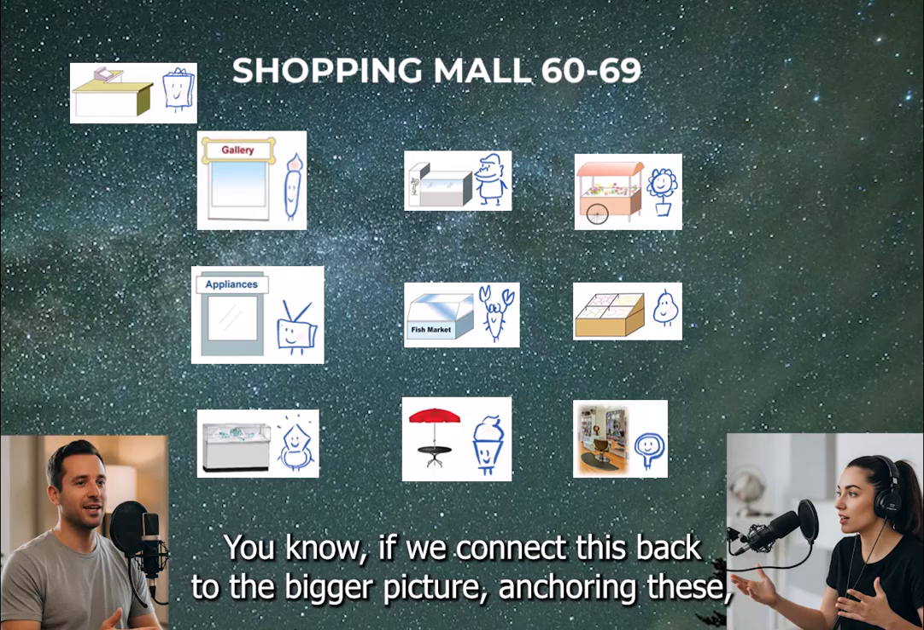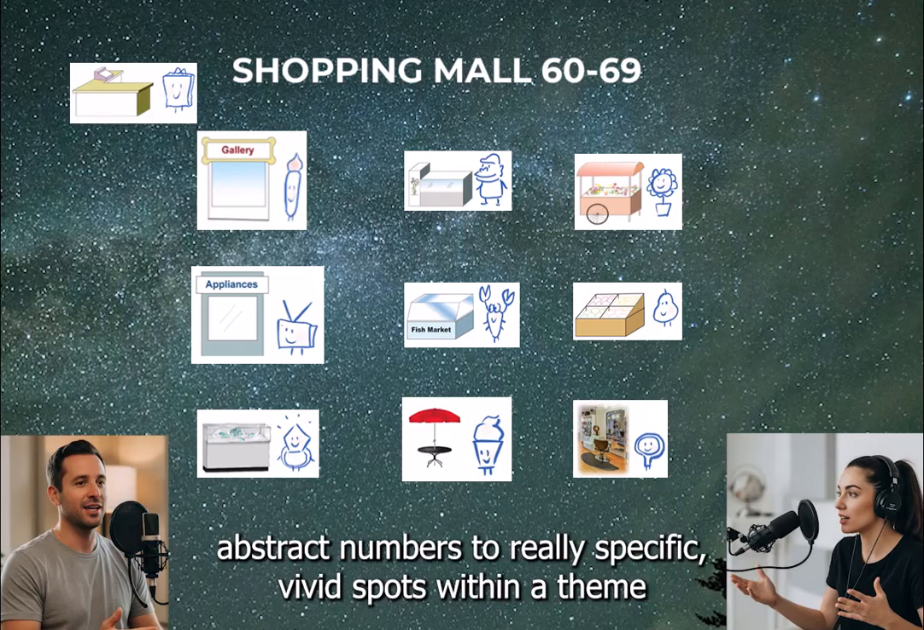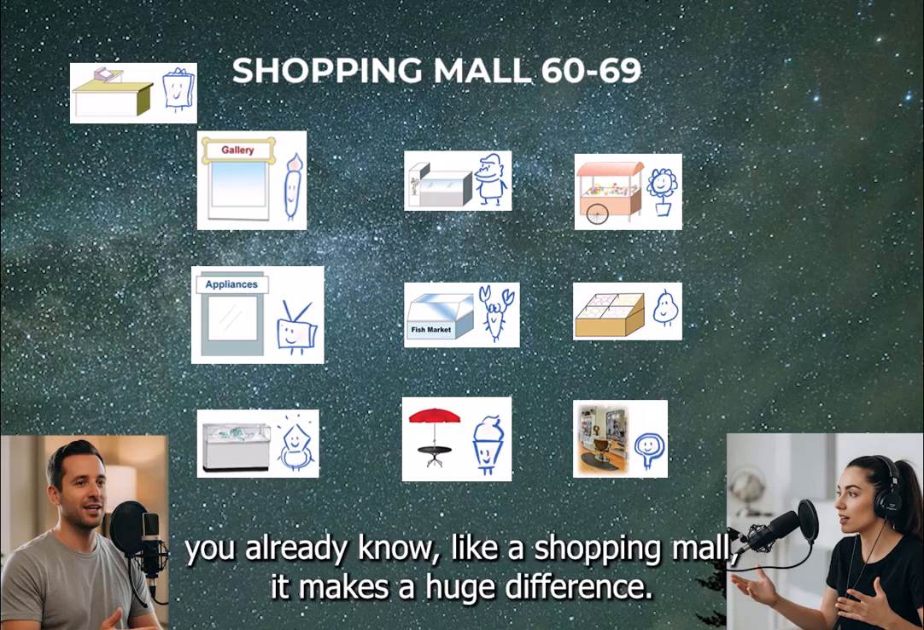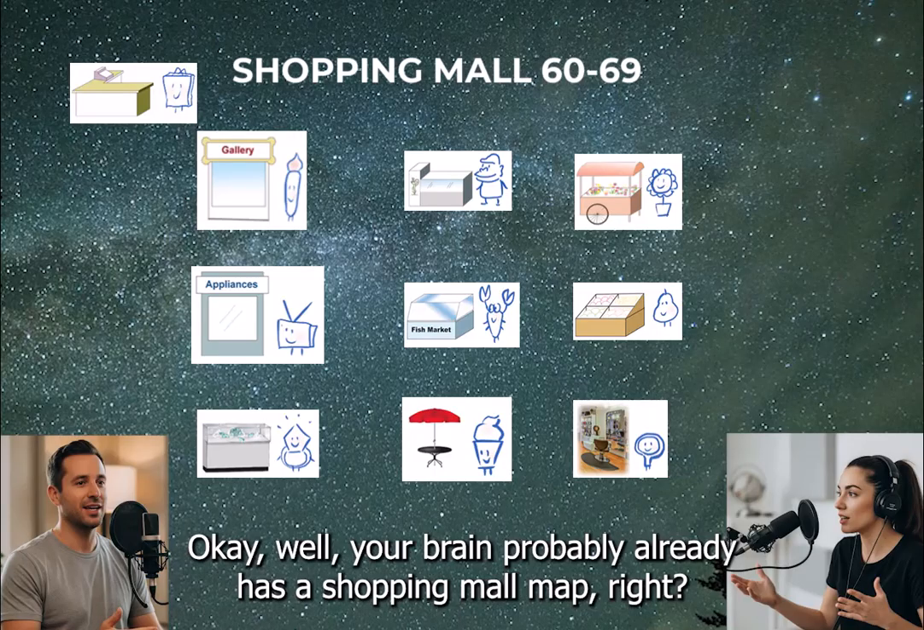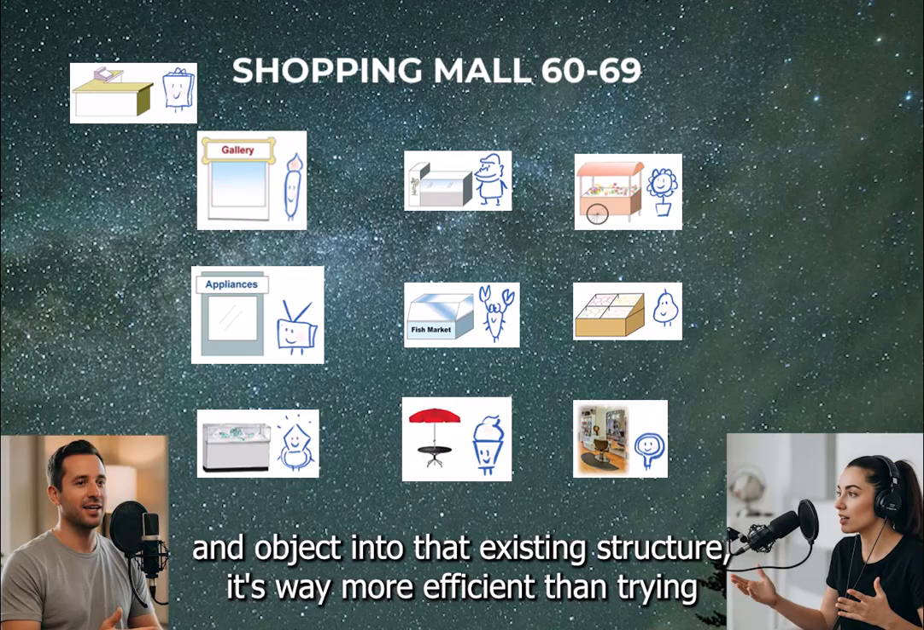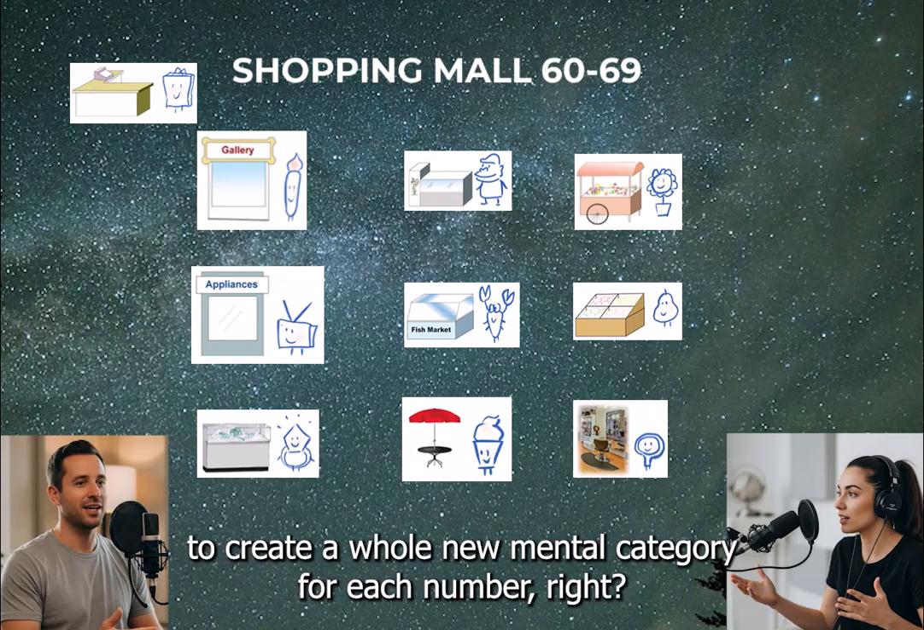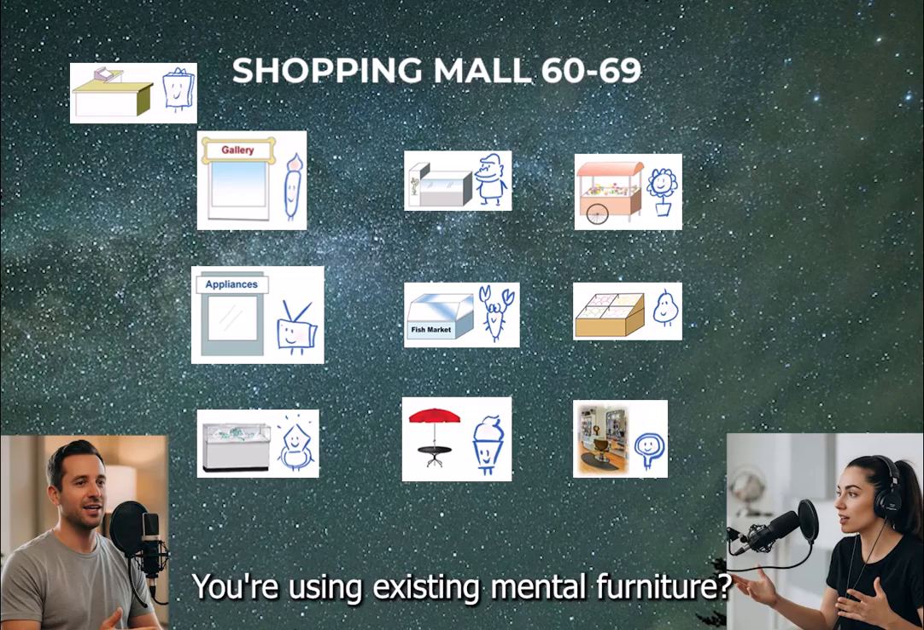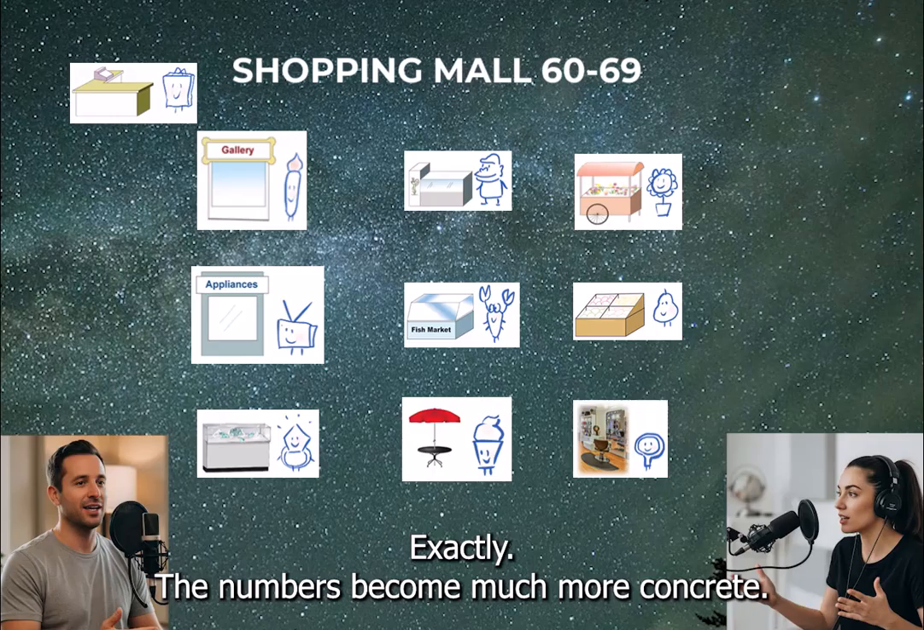You know, if we connect this back to the bigger picture, anchoring these abstract numbers to really specific, vivid spots within a theme you already know, like a shopping mall, that makes a huge difference. Your brain probably already has a shopping mall map, right? A schema. So slotting this new information, the number linked to a location and object, into that existing structure is way more efficient than trying to create a whole new mental category for each number. Right, you're using existing mental furniture. Exactly. The numbers become much more concrete.